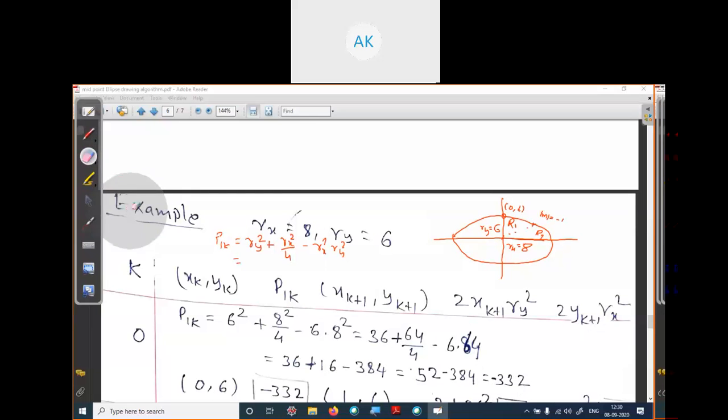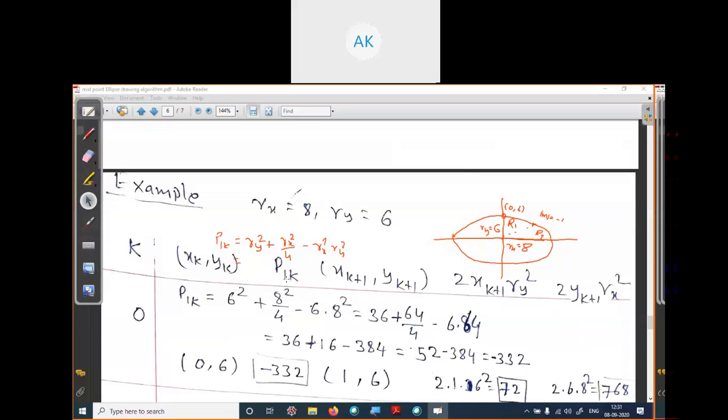So just for solving the problem, you have to remember the equation. This is the equation for the initial descent parameter in region 1. I put in the values and calculate. Our first initial descent parameter is minus 332. So our first point is 0, 6, as we know, and the descent parameter is minus 332. When the descent parameter is negative, x moves with unit interval, so xk plus 1 is 0 plus 1, which is 1, and yk plus 1 will be yk, which is 6.